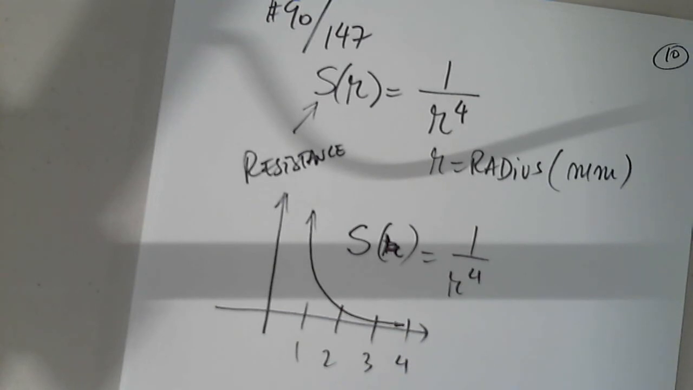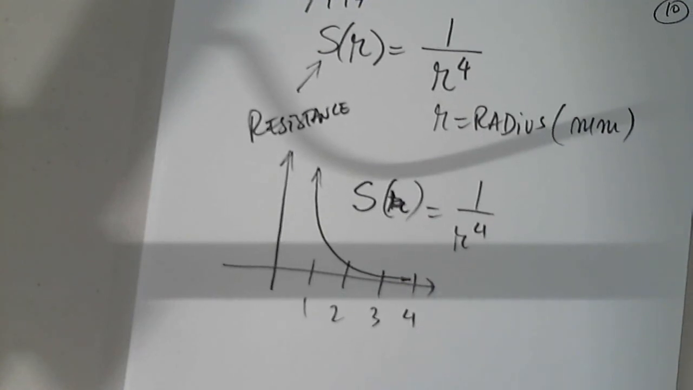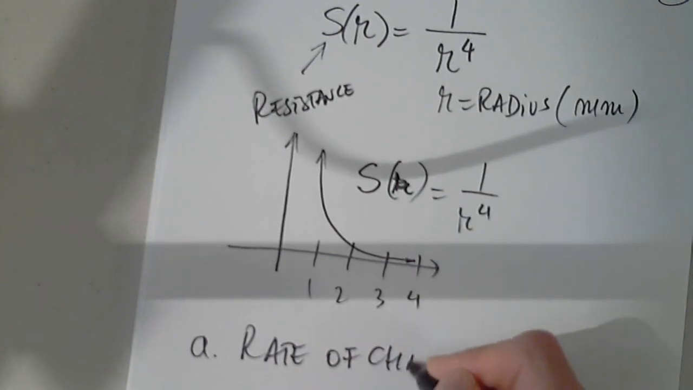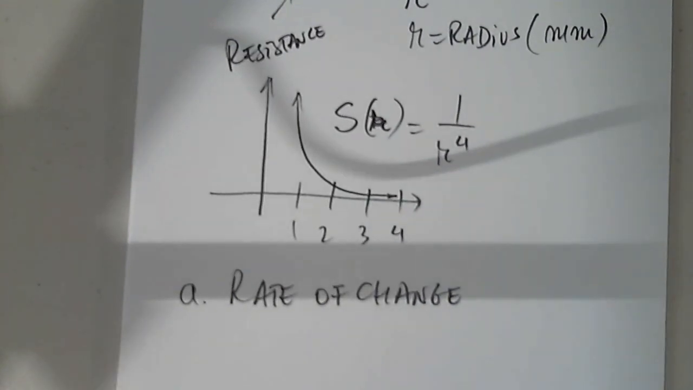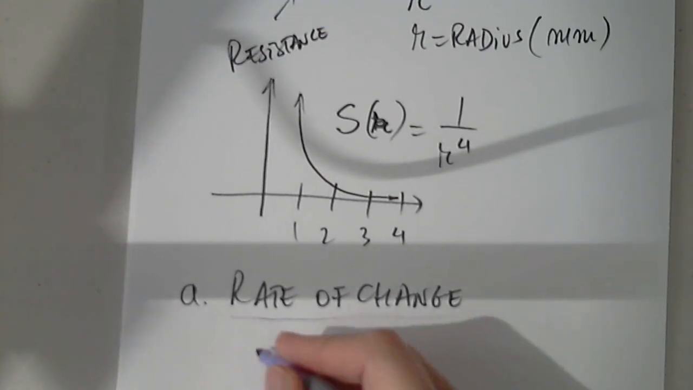Okay. Find the rate of change of resistance with respect to R, the radius of the blood vessel. What do I have to find in order to find the rate of change of resistance with respect to R, radius? What do I have to determine? Derivative? The derivative, yes. Is that clear, everyone?